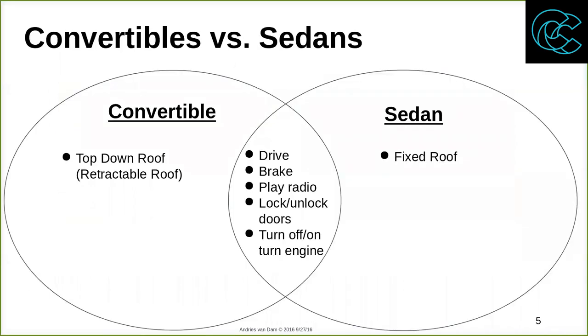Okay, let's see the differences. One is obviously a convertible, so it will have a retractable roof, so you can put it on and off. And the sedan has a fixed roof. But other than that, there are a couple of similarities here. At the abstract level, the pickup and the speed might vary, but both of them can be used for driving. Both of them brake, they play the radio, and we have the lock and unlock doors feature. And the engine for both the cars can be turned on and off. So these are the similarities.